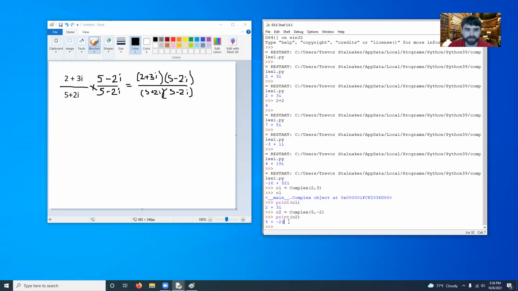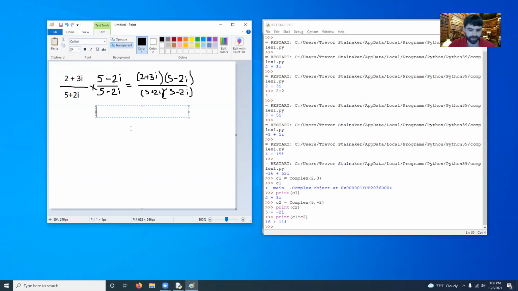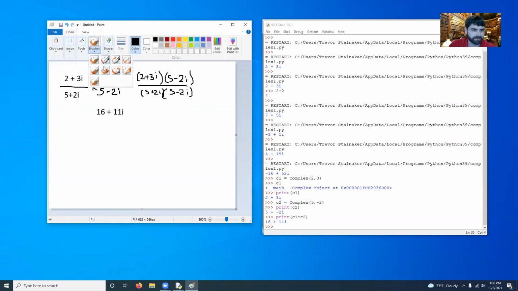That's up to you. Anyway, let's multiply these two things together. So let's print C1 times C2. 16 plus 11i. I'm sure it's hard to read my paint writing. 16 plus 11i. All right, so that's the top of our fraction.